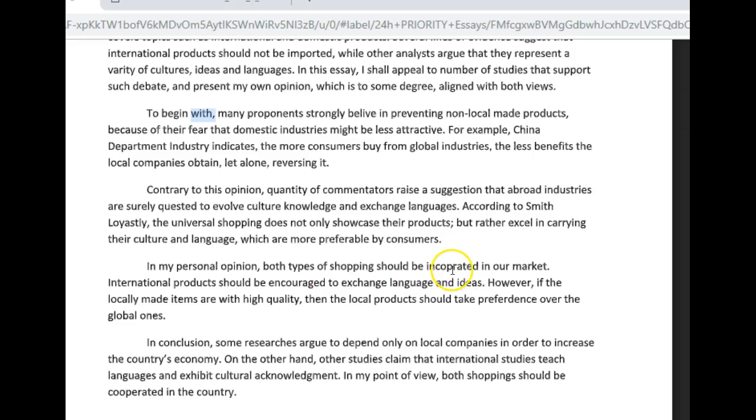Careful with your typing. In our market, international products should be encouraged to exchange language and ideas. However, if the locally made items are of high quality, then the local products should take preference, no D, over the global ones. In conclusion, some researchers argue to depend only on local companies in order to increase a country's economy. On the other hand, other studies claim that international studies teach languages and exhibit cultural acknowledgement. In my point of view, both shoppings should be incorporated in the country.